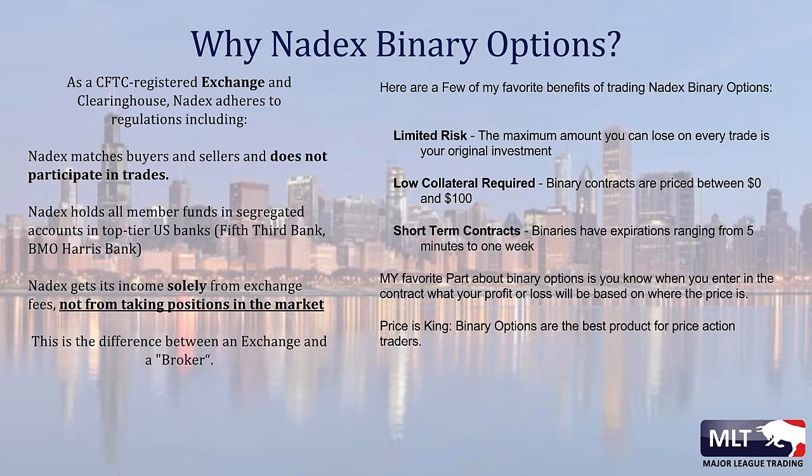A few of my favorite benefits, though: limited risk. The maximum amount you can lose on every trade is your original investment. And then the low collateral required. Because binary options are priced between $0 and $100, that allows smaller accounts to limit their risk. Typically, you're not buying contracts for $100. Most of my trades are taking place between $30 a contract to $50, sometimes $60 a contract I'll pay up, but I try to have the risk reward in my favor. So I'm never going to buy an option contract that costs me $90 because my risk is only $10, or $80 because my reward is only $20 on an $80 risk.